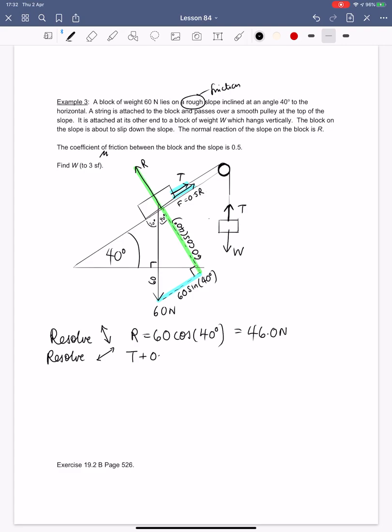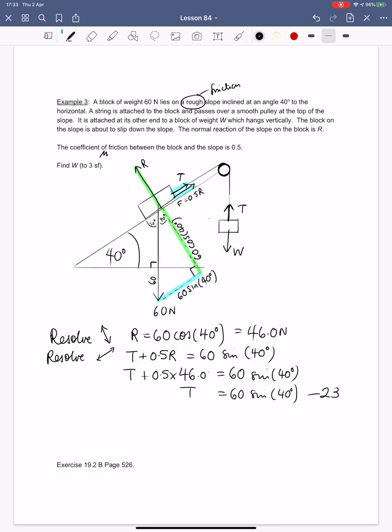We've got T plus 0.5 R equals 60 sine 40 degrees. So we've got T plus 0.5 times 46.0 equals 60 sine 40 degrees. So therefore T is 60 sine 40 degrees, and then a half of 46 is 23, so we subtract that from each side, and you end up with T is 15.6 newtons. So this one there is perpendicular to the plane, and that one is parallel to the plane.